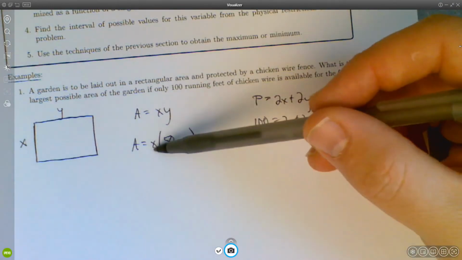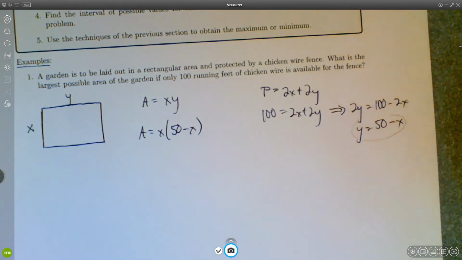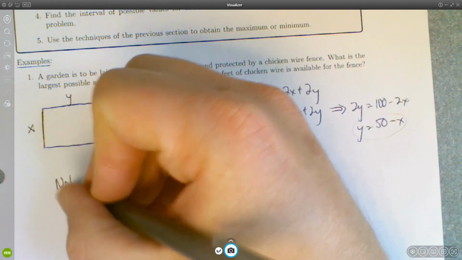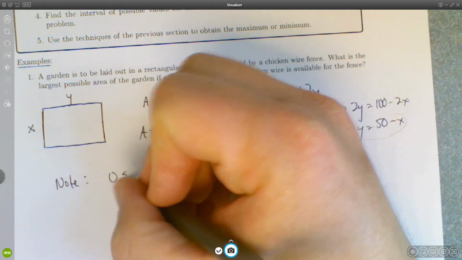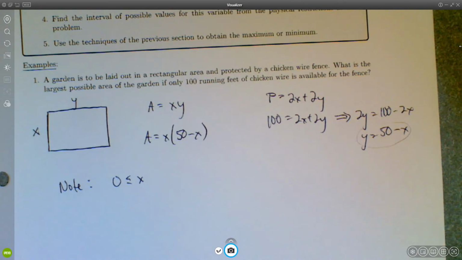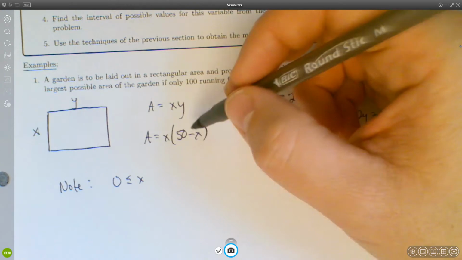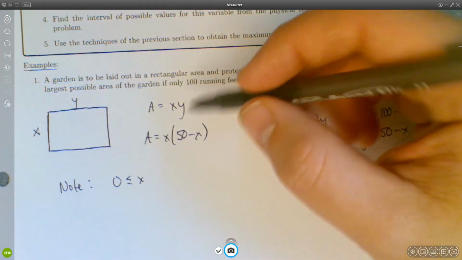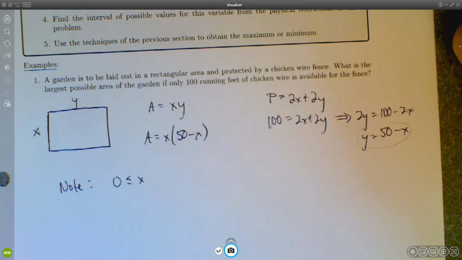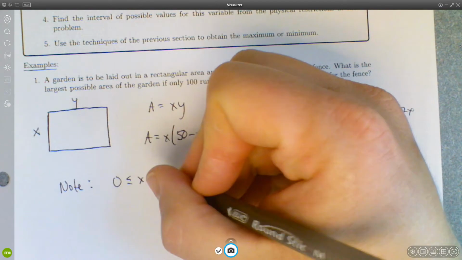Well, the variable is x, right? And since x is a length, the smallest x can be is 0. So we'll note that x has to be greater than or equal to 0. But x also has an upper restriction, right? Because y also has to have a certain length. That is, 50 minus x has to be more than 0. Okay, so if 50 minus x has to be more than 0, then that would mean x has to be less than or equal to 50. Right? So x really has to live between 0 and 50. Okay?